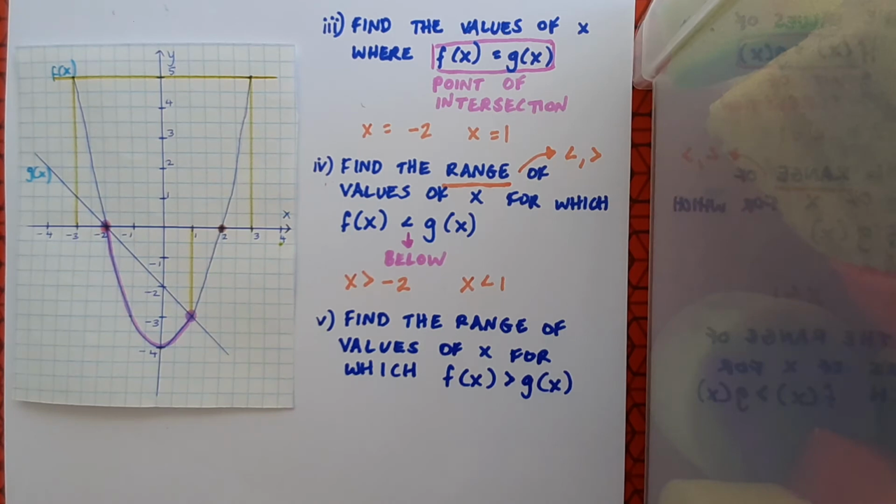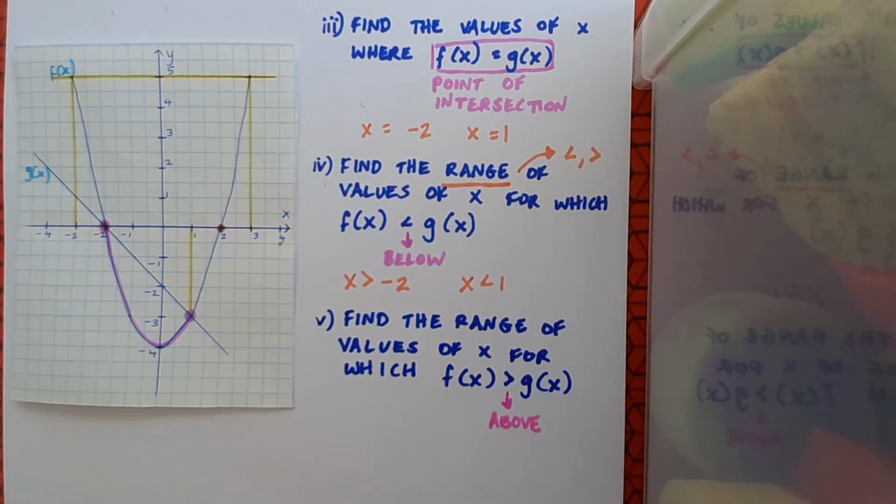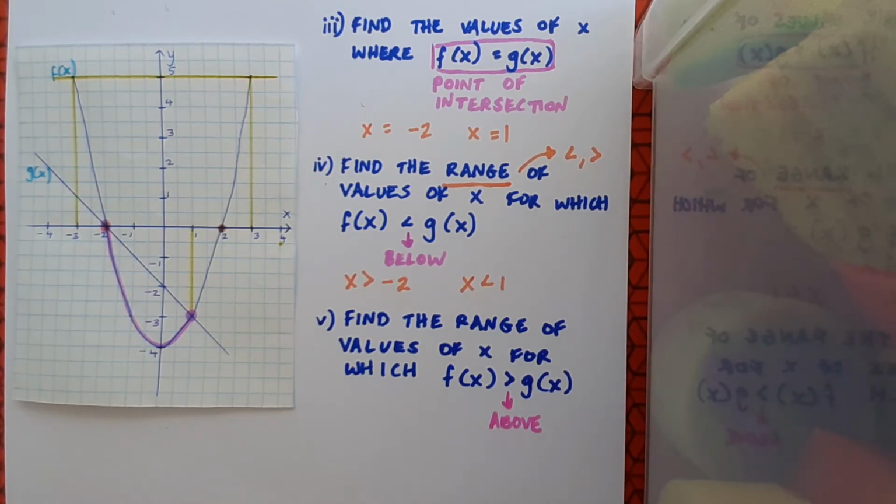So part 5 is quite similar. It says find the range of values of x for which f of x is greater than g of x. So this means that f of x, my quadratic curve, has to be above g of x, the line. Okay, so if I want to have a think about where I would need to be on the curve to be over the line, well, I've already highlighted the region where I'd be below the line, so it's just the remaining parts of the curve.